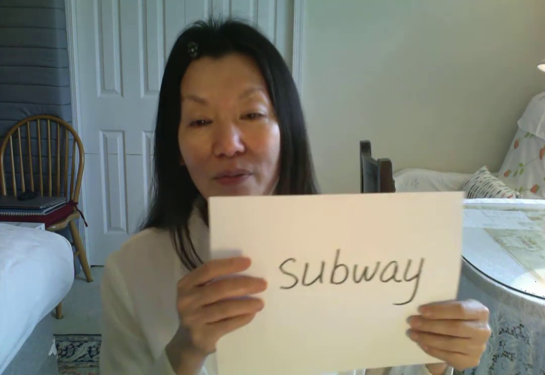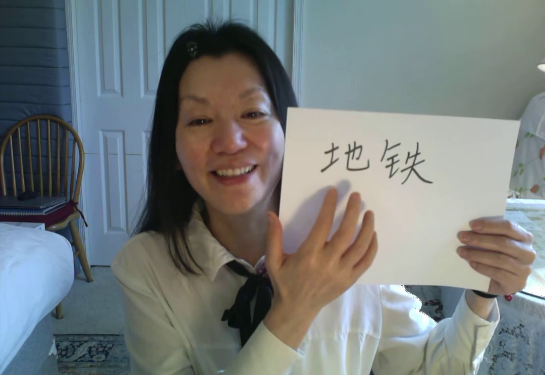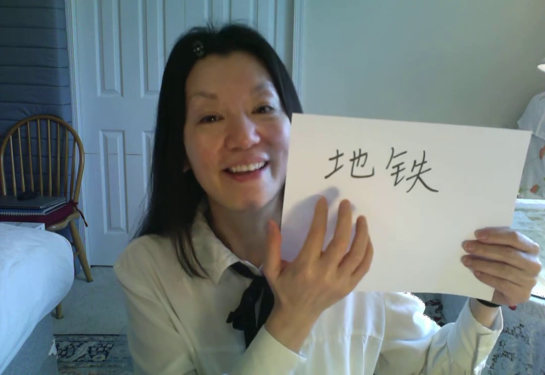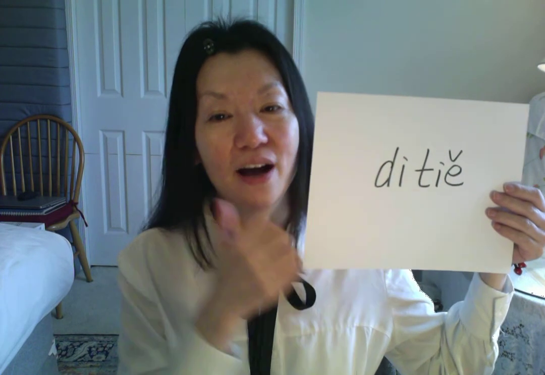Next, subway. Sometimes they also say metro. How do we say subway or metro in Chinese? Your turn. 地铁, subway. 地铁, or metro. One more time. Now we see the pinyin. 地铁, subway or metro.